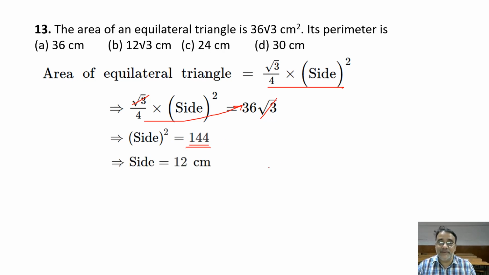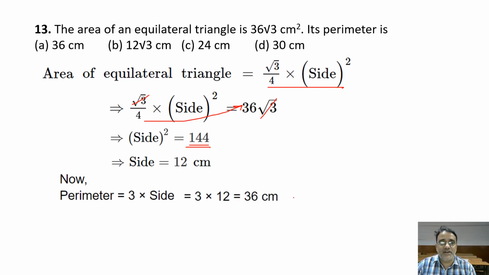Now we are going to find the perimeter, that is 3 into side. 3 into 12. What is 3 into 12? 36. 36 centimeters. So the correct option is option A, right? So now we are moving toward question number 14.